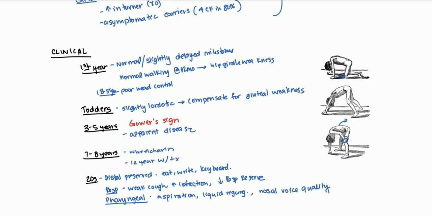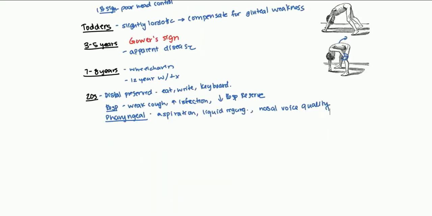Now, by the time they're in their 20s, you have a lot more going on. Since the distal muscles are preserved, they are able to do things such as eat, write, and use a keyboard. However, after a while, they tend to develop respiratory symptoms, characterized by a weak cough, an increase in infections, and a decreased respiratory reserve. Finally, you can also get pharyngeal involvement in their 20s, and they'll have increased aspiration, liquid regurgitation, and their voice quality will be much more nasal.